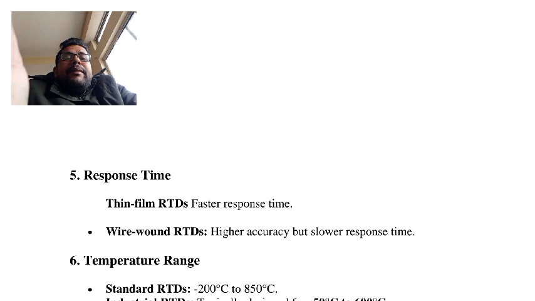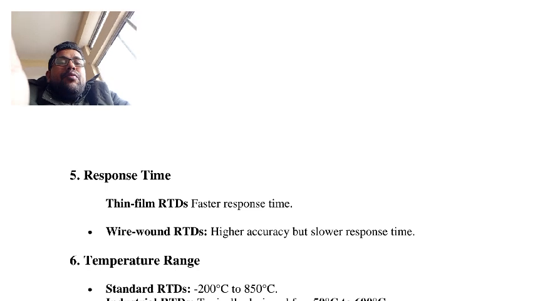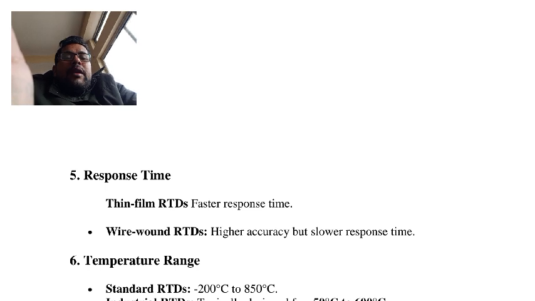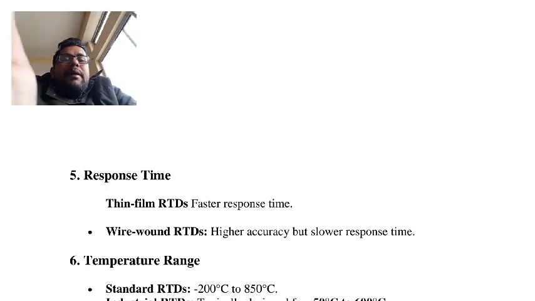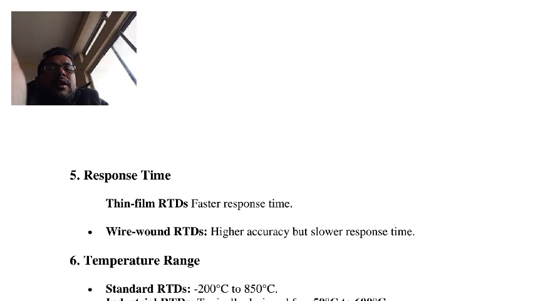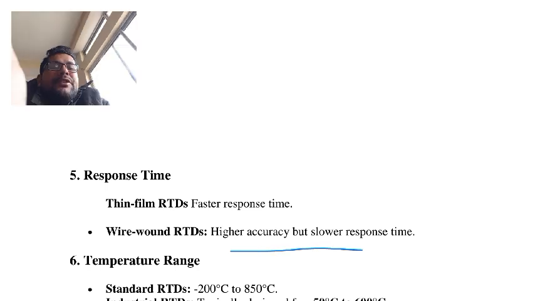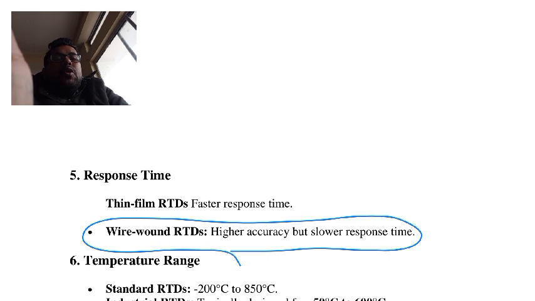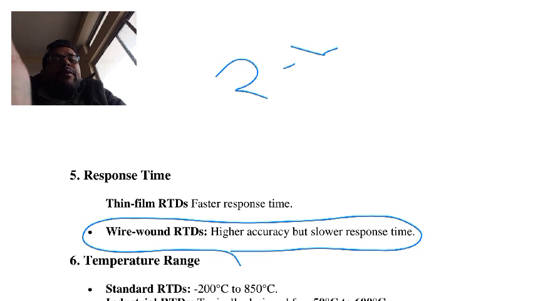For response time, we need less and less response time so that we can get the output easily. So whenever we need a fast response, we can use the thin film RTD connection. Wire-wound 2-wire, 3-wire and 4-wire give the highest accuracy but the slowest response. We have discussed two types of construction. The first type we discussed is based on the wires: 2 wire, 3 wire, and 4 wire.